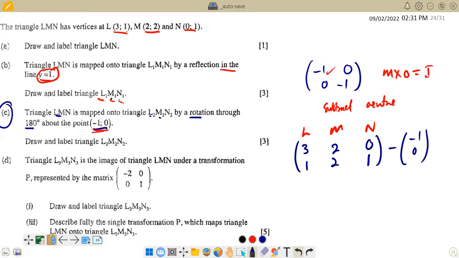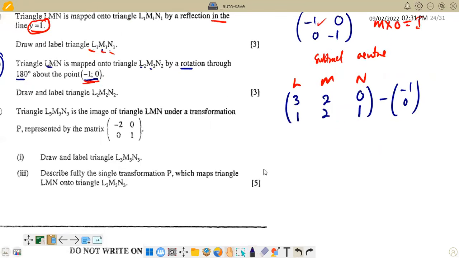If we are to simplify this, we just subtract the normal way, not like you are dealing with matrices. Just say L subtract this point, M subtract this point. So 3 minus, which is a plus, gives us 4, and 1 minus 0 is 1. Then 2 minus, which is a plus, so 2 plus 1 is 3, and 2 minus 0 is 2. We move on to 0 minus, it's a plus, so it gives us 1, and 1 minus 0 is 1. So that's what you're going to have after subtracting.